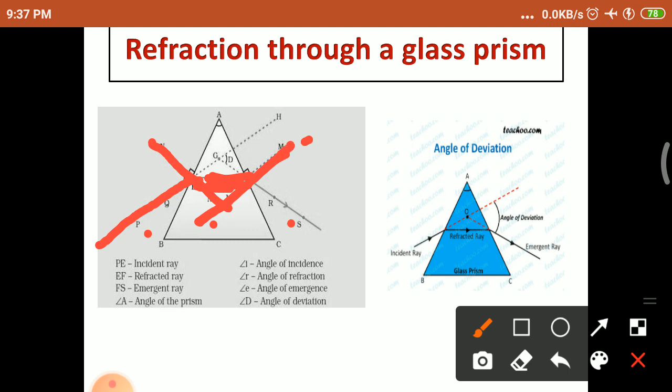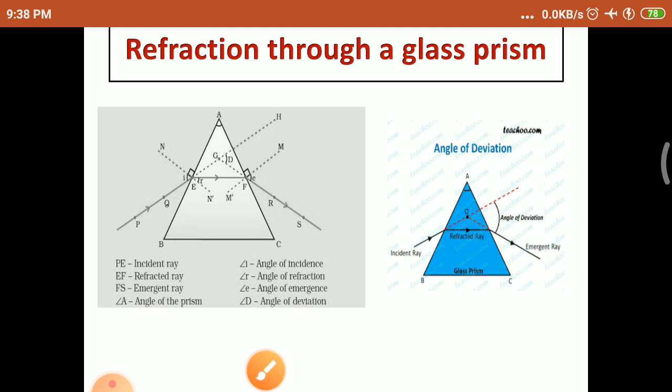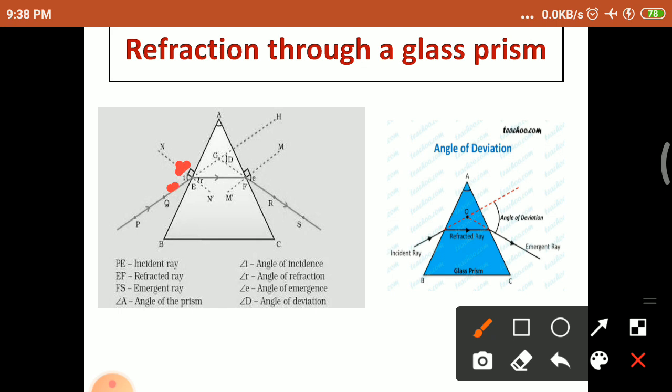Here I draw the normal line. There are two normal lines. Here the ray travels from glass to air, so again the refraction happens. This is called the emergent ray. You have to put the arrow marks. This is the incident ray, refracted ray and emergent ray. Then three angles are present: the angle of incidence, the angle of refraction and the angle of emergence.